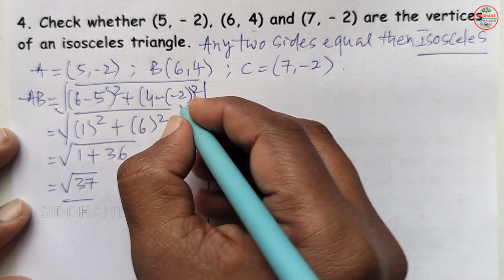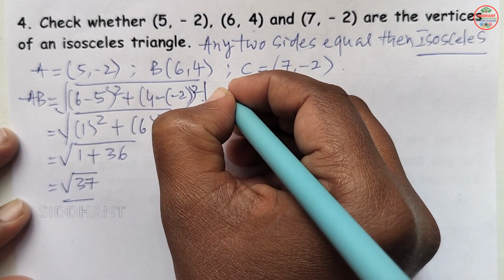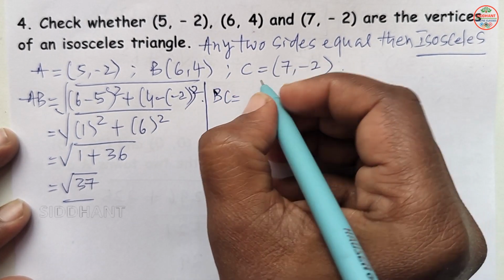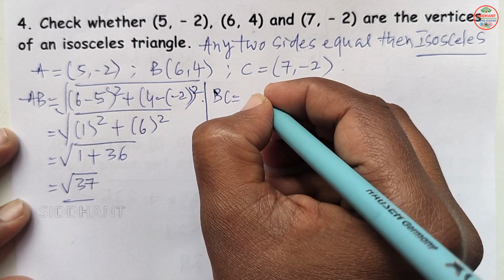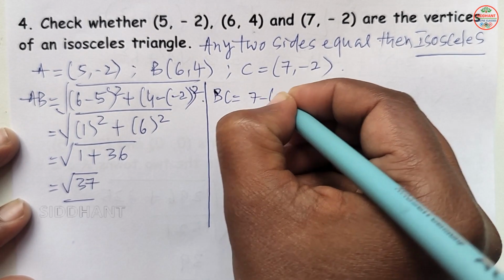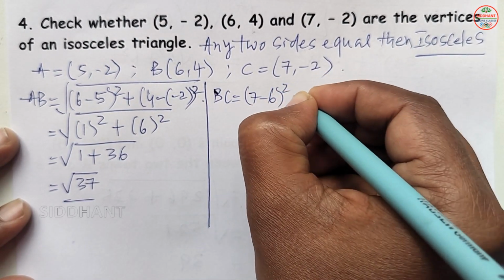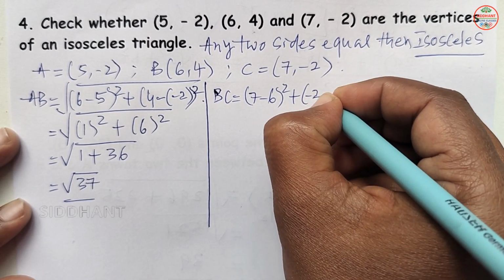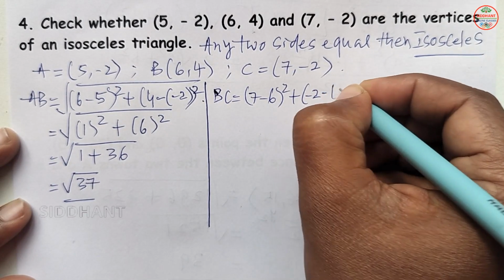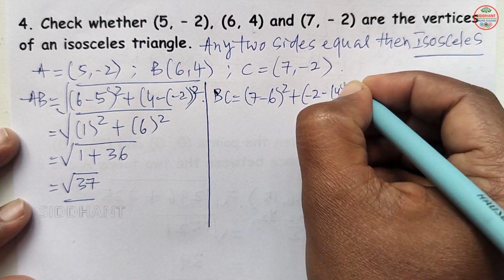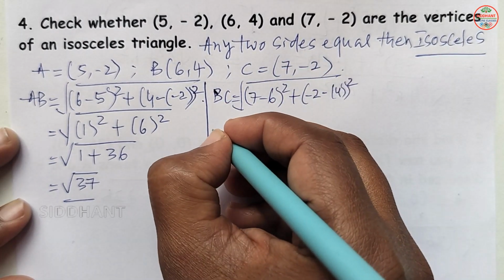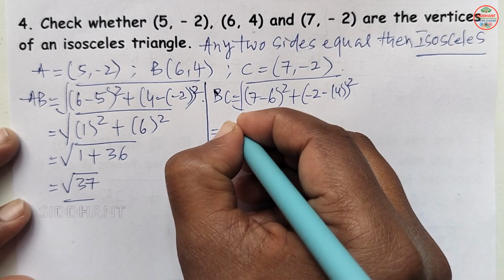So now we will see BC. So the BC distance. x2 minus x1, which will be 7 minus 6, plus y2 minus y1, minus 2 minus 4. This is the square root. 7 minus 6 is 1.